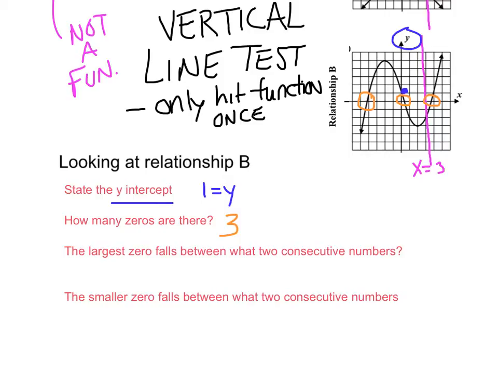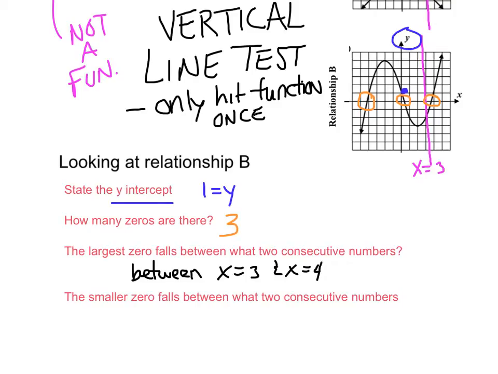Well, the largest zero would be the one over here. So the question is, between what two numbers does that 0 fall? Well, it's to the right of 3, and it's to the left of 4. Would you agree? That 0 is between 3 and 4, so that would be my answer. I'm going to say between x equals 3 and x equals 4.